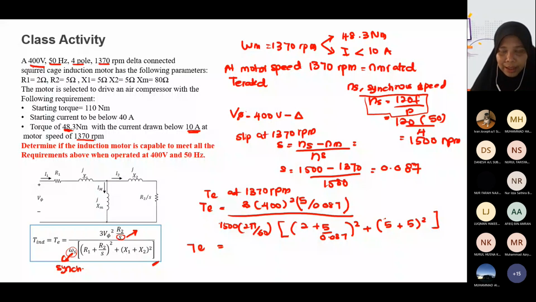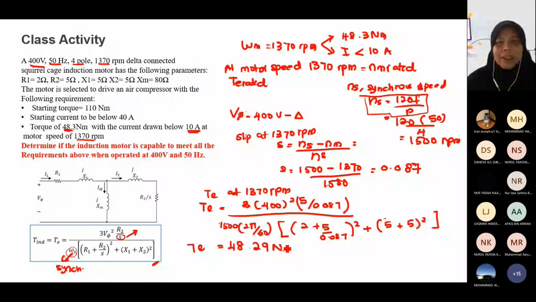Hello, saya nak tahu juga yang lain dapat berapa? 48.29. Yang lain tolong check juga. So jawapan dia 48.29 Newton meter.